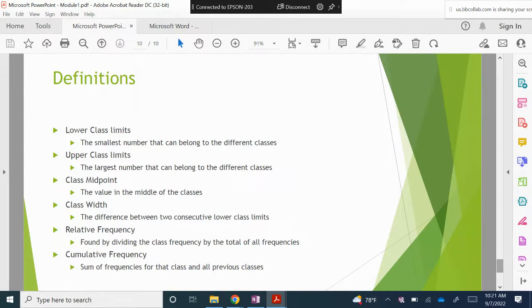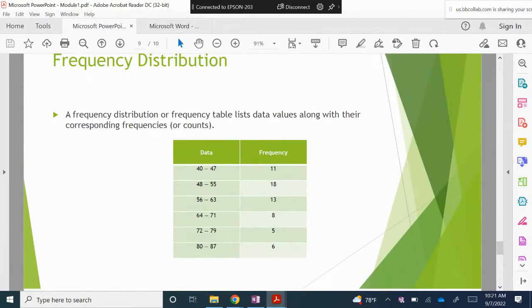Now, next we have the class width. The difference between two consecutive lower class limits is the class width. Right. So I want to kind of explain this, the class width. All right, so what will be the class width for this frequency distribution? 40 to 82. Oh, are you talking about like between the two? Between a class, or two classes?